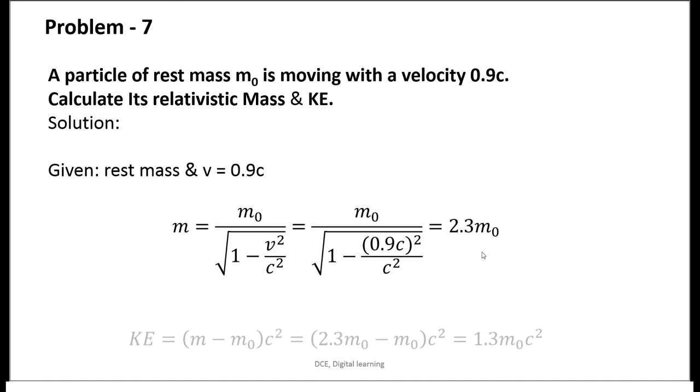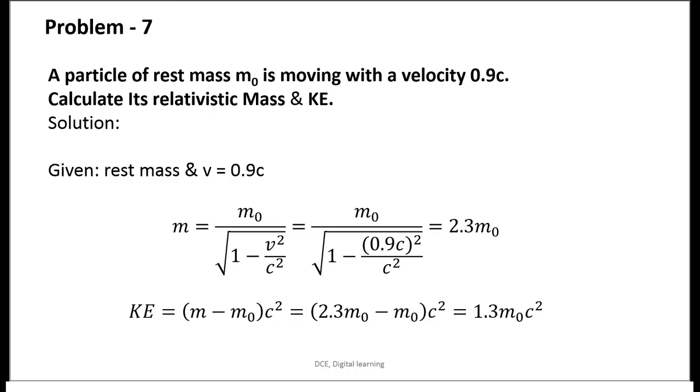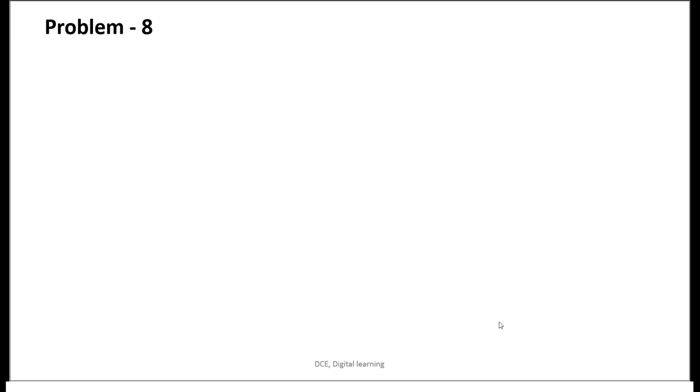Then its kinetic energy is expressed as m c square minus m naught c square, where c square is common, m is the relativistic mass and m naught is the rest mass. So m we have found is equal to 2.3 m naught, minus m naught. Taking m naught as common, 2.3 minus 1 is 1.3 m naught c square. This is the value of kinetic energy.